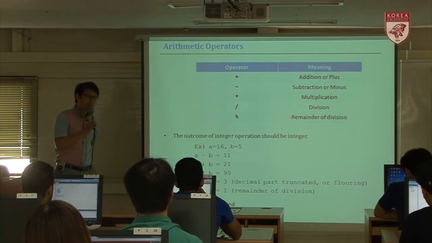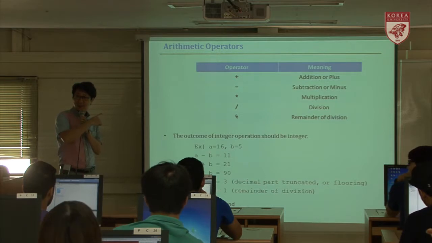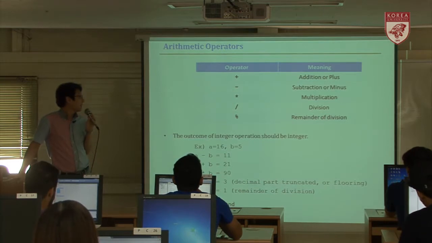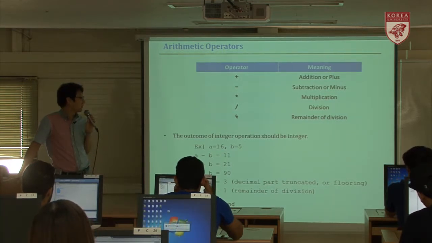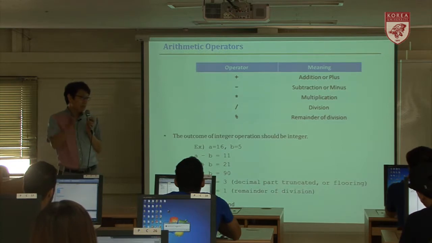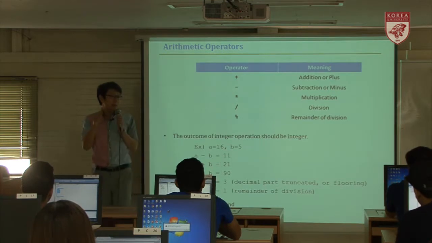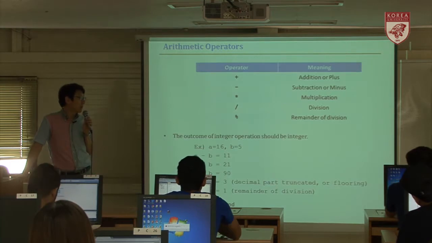First, the easy ones, elementary school level operators. Plus for addition, and minus for subtraction; you also use the minus sign to express negative numbers. The star character is for multiplication, and the slash is for division. And something a little bit weird is the percent character, which is used to calculate the remainder of the division.